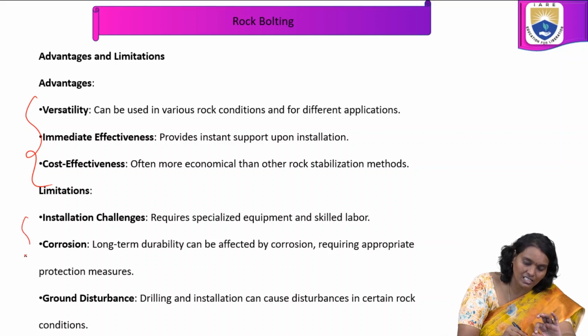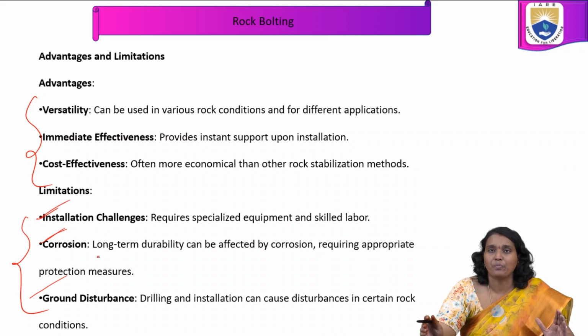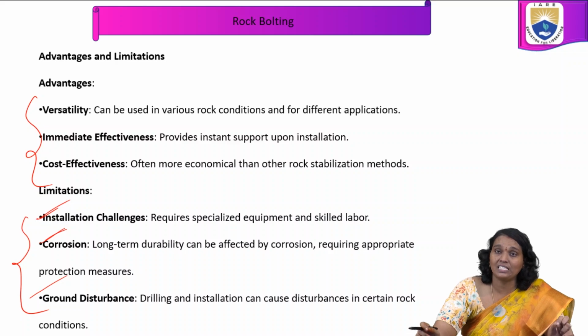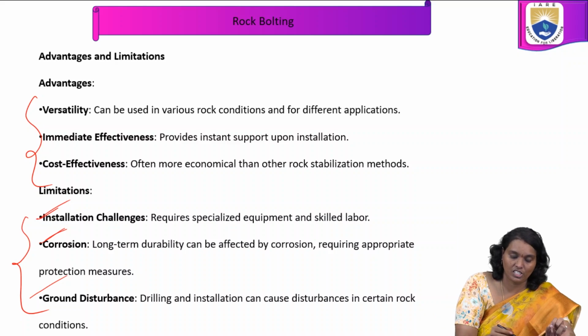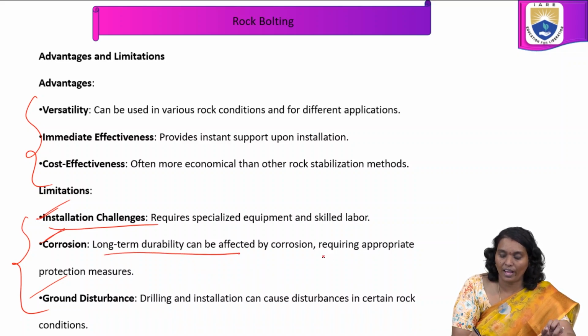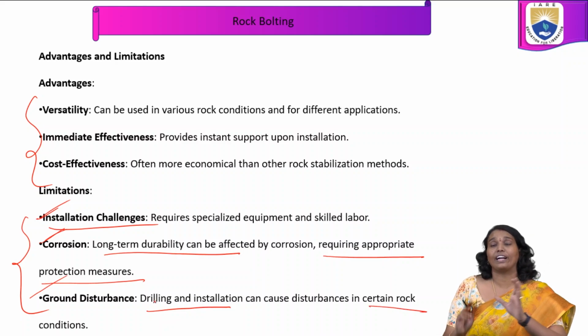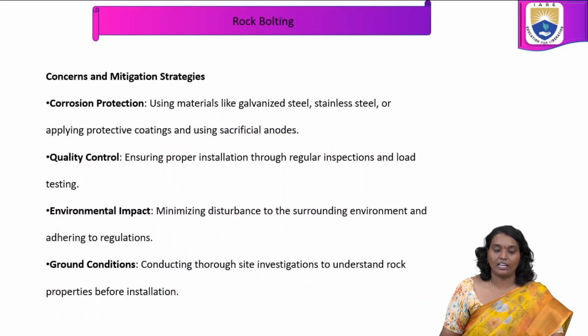Coming to the limitations, there are installation challenges, corrosion and ground disturbances, which are the major limitations for rock bolting. So it requires specialized equipment and skilled labor for installation. This is one of the challenges. And also long-term durability can be affected by corrosion, requiring appropriate protection measures. And also drilling and installation can cause disturbances in certain conditions. It depends upon the rock conditions.